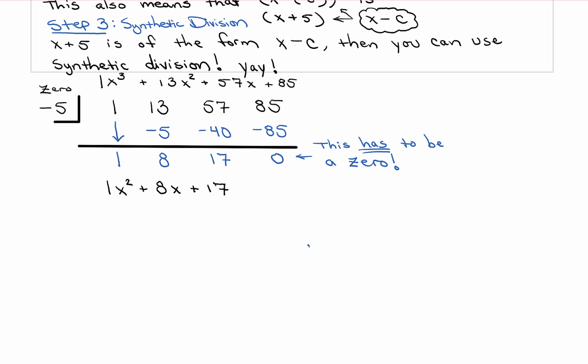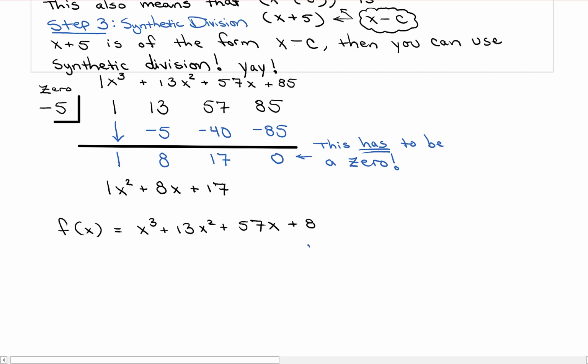Where was I? Oh yeah, let's write this function now, factored into the factors that we have so far. Let me write down the original function first so we can make that connection. This is the original function we started off with. These are the factors we have for this function so far. f of x is equal to the quantity x plus 5 times the quantity x squared plus 8x plus 17.